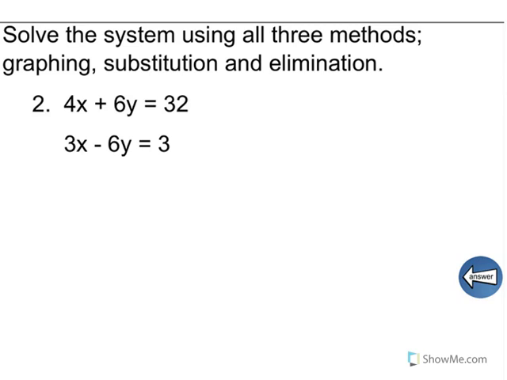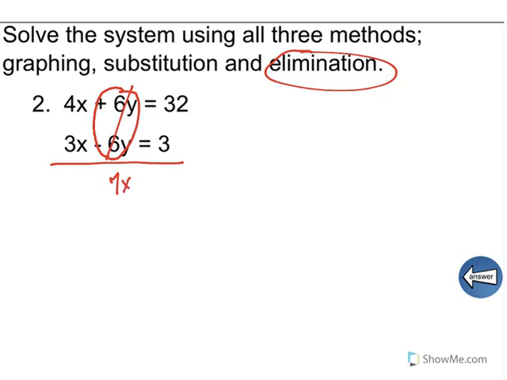Now, the second set is going to be best to solve using elimination, because both of these equations are in standard form, and if you haven't already seen it, 6y and negative 6y are opposites of each other, and so they'll cancel out when we eliminate. So as I do elimination, I know the y's are going to eliminate, they're going to go away. I'm combining everything else, so 4x plus 3x gives me 7x. 32 plus 3 gives me 35. So 7x equals 35, x equals 5.